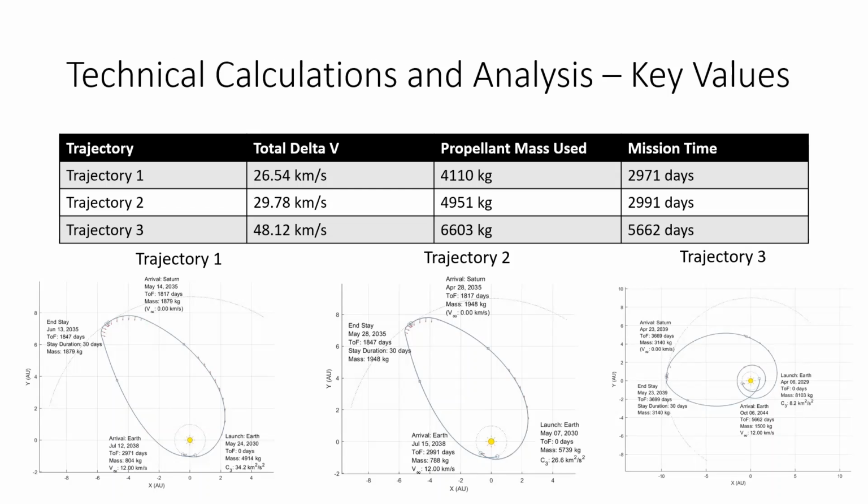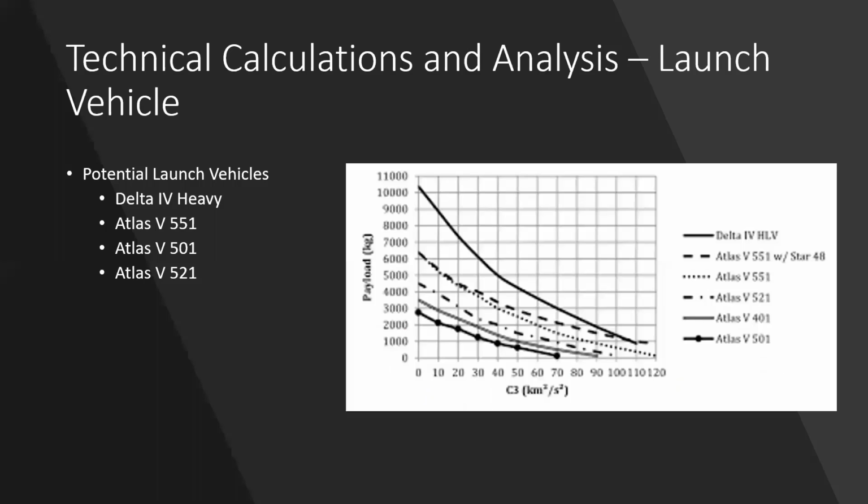Trajectory 3 gave us a total delta V that was way higher than the others, being 48.12 kilometers per second, and our propellant mass used for that leg was 6,603 kilograms, with our mission time being extremely higher as well, 5,662 days. At the bottom are the plots for all three of these trajectories that we generated using Malto, with obviously the last leg not being shown in the plot because we had to do hand calculations for that leg due to Malto's incapability to account for Saturn's gravity for the Titan transfer.